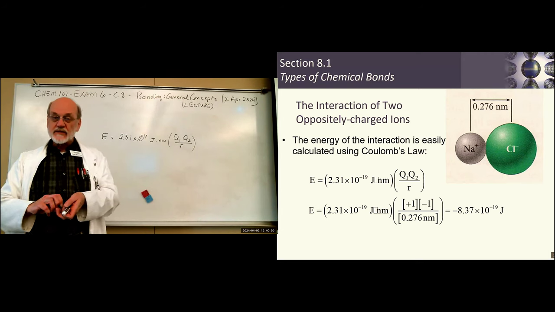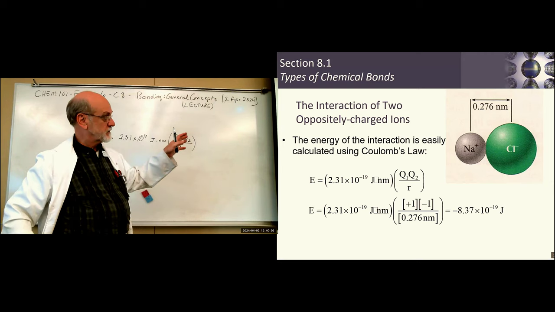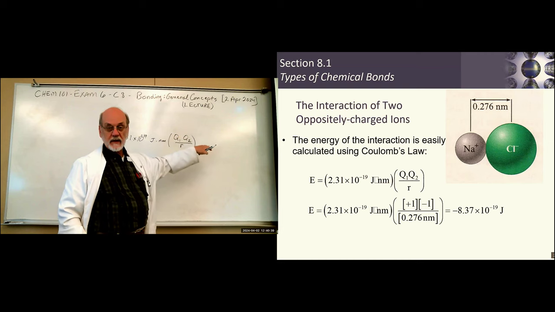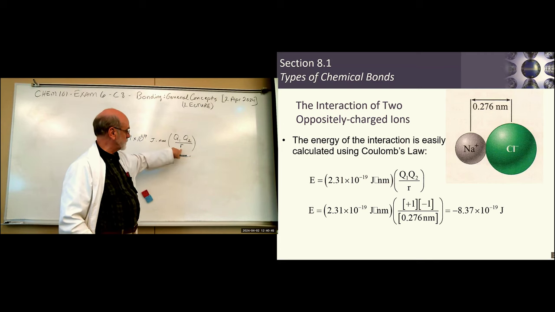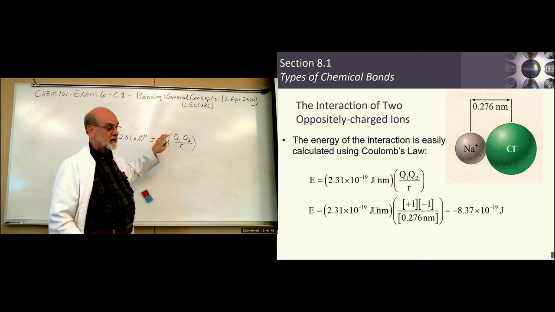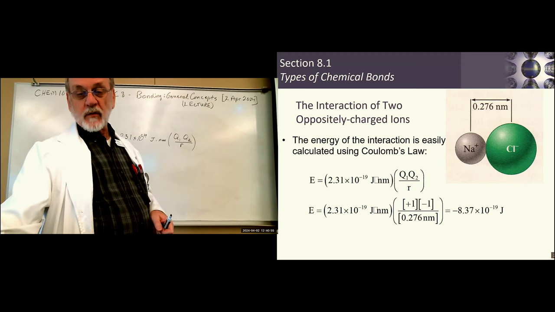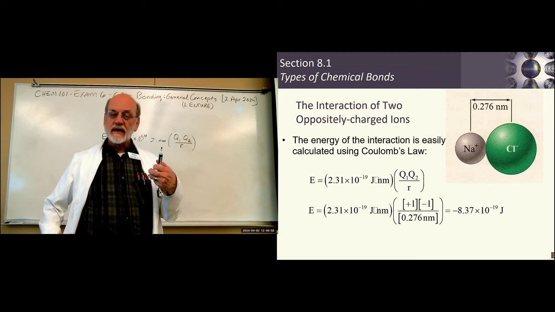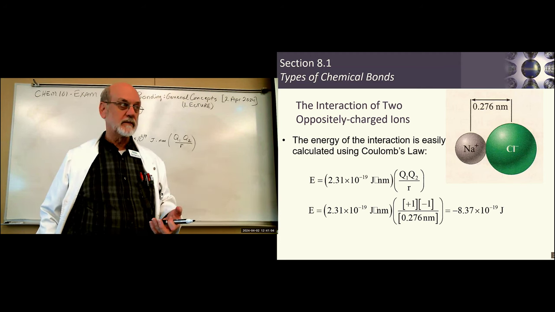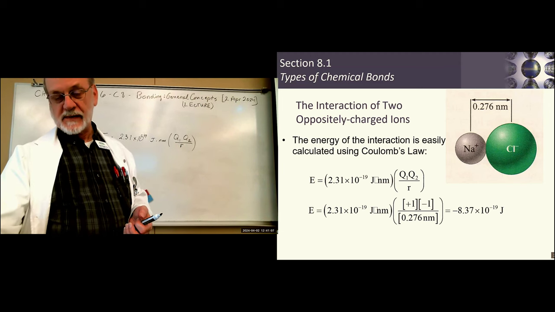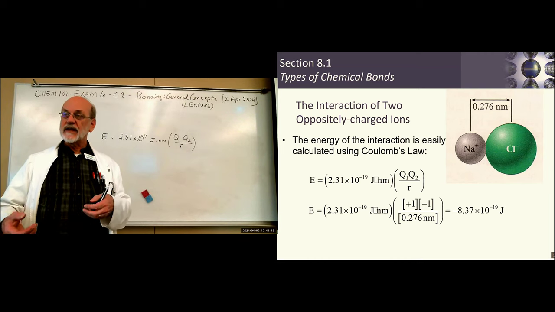So we can take these two sodium and chloride ions and we insert their charges, right? Plus one, minus one, and then the distance between them. And of course the units of measure have to be the same. So the distance between them is in nanometers, nanometers cancel, and the energy then is left as joules. And the charge is dimensionless. So we find that the energy between them is a negative value, and more negative means more stable. If they were both positive or both negative, you'd get a positive value. And positive means repulsion. Negative means attraction.